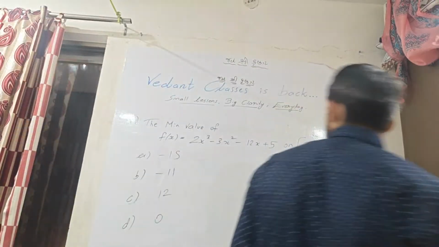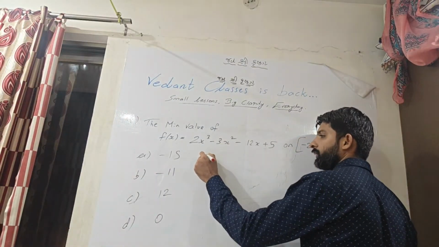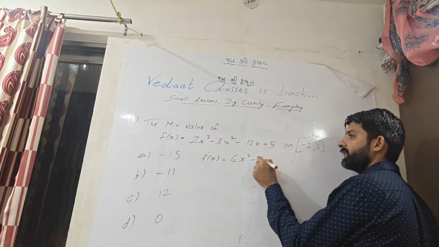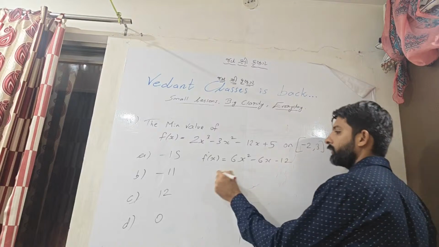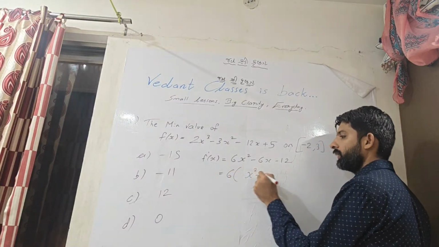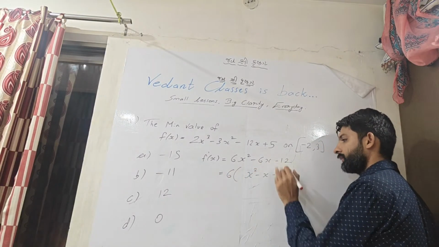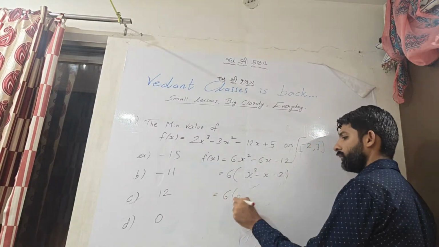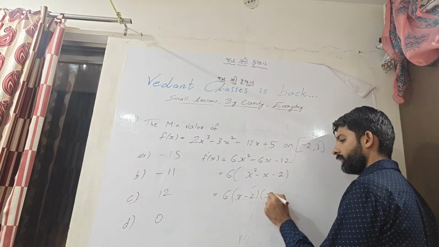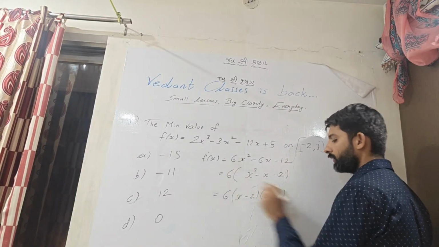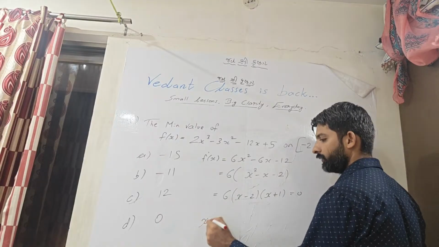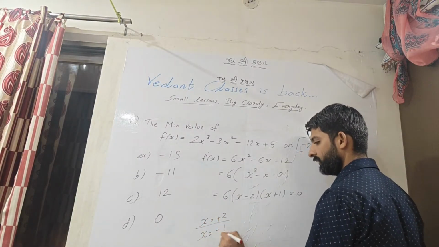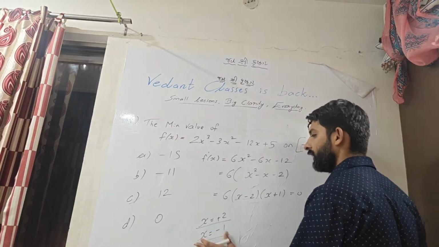Okay, let's solve. Here you need to find f dash of x. It is 6x square minus 6x minus 12. You can take 6 common: x square minus x minus 2. So x minus 2 and x plus 1. So when you compare it with 0, the values of x you will get are x equal to 2 and x equal to minus 1. You have to check for this.